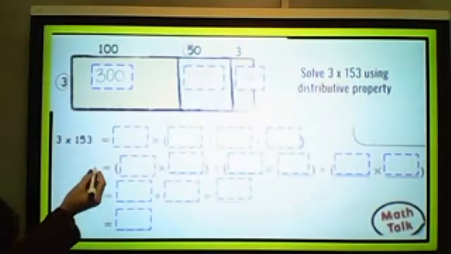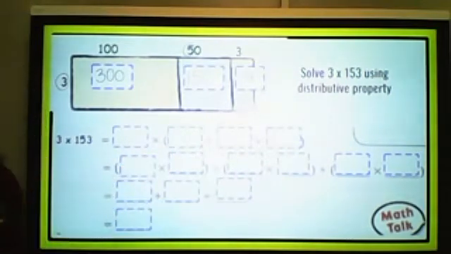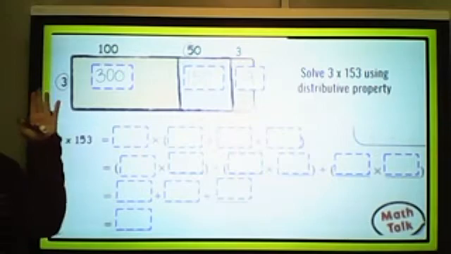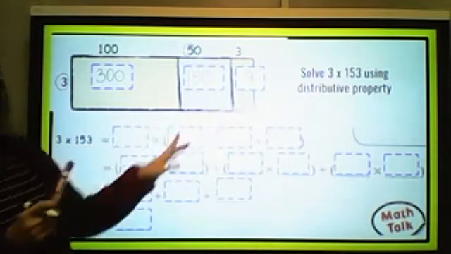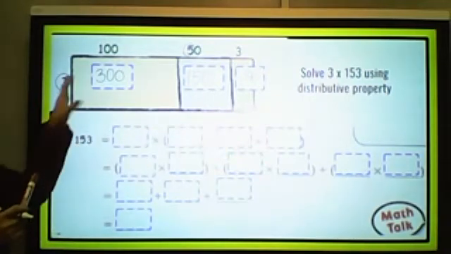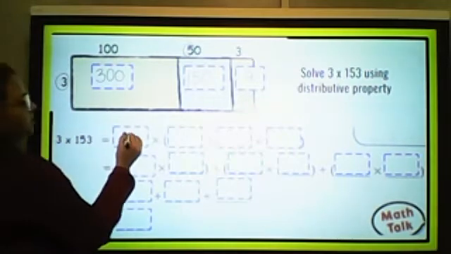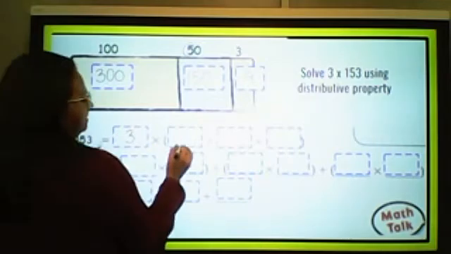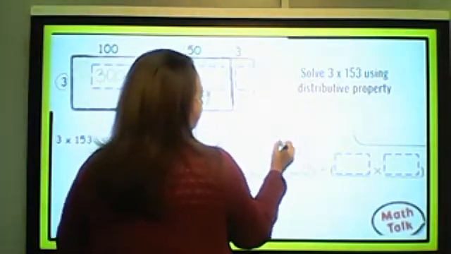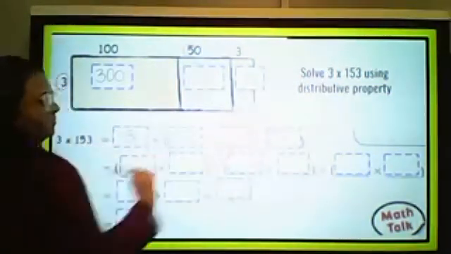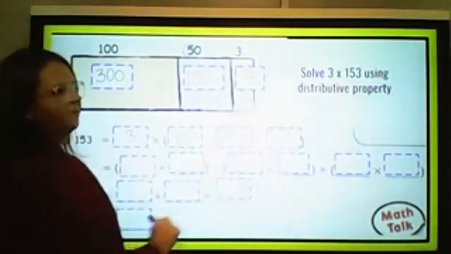Here, let's show this using parentheses. I'm going to show this exact same problem, but instead of showing it using the boxes, I'm going to use parentheses. So we're going from a more concrete model to a more abstract one. We're multiplying 3 times 100 plus 50 plus 3. Does everybody see where these 3 numbers are coming from? Because we took 153 and we broke it apart: 100 plus 50 plus 3.